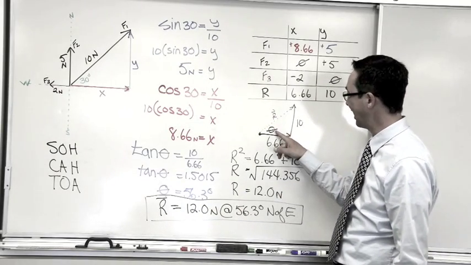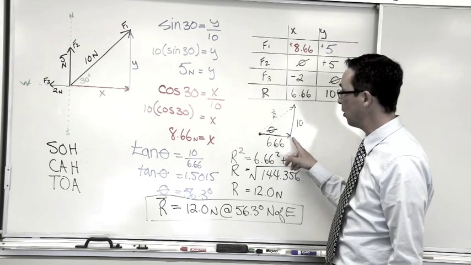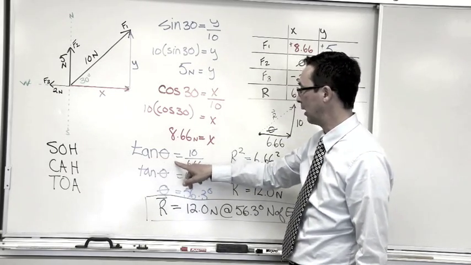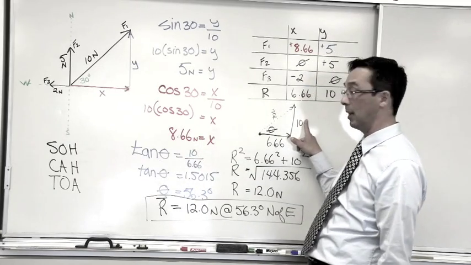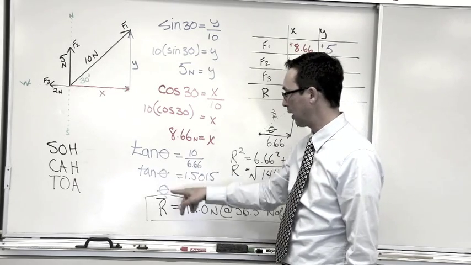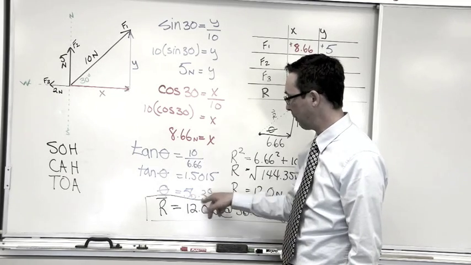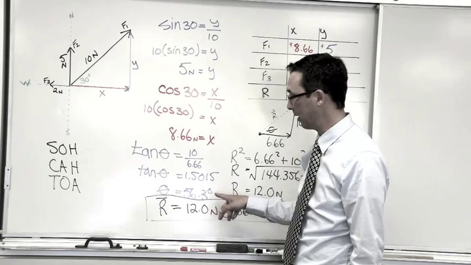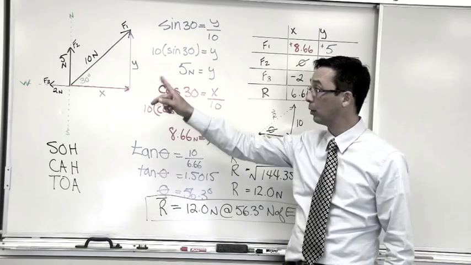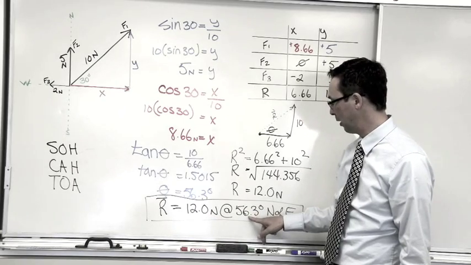Now to describe the direction, I need to know that angle. It'll be on the north side of the eastward direction. So I've used trig, and I've picked tangent here. The tangent of the unknown angle is equal to the opposite over the adjacent, 10 over 6.66. Using the arctan on my calculator, that's usually shift tan on most calculators, I've determined that the angle is 56.3 degrees. So my final answer in the box at the bottom says that the resultant of those three forces added together will be 12 newtons, to 3 sig figs, at 56.3 degrees north of east.